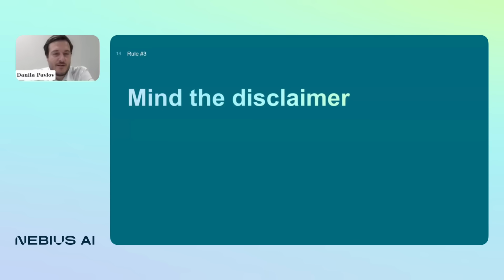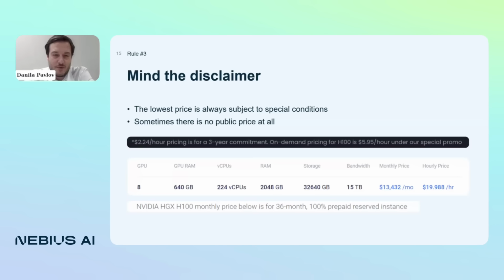And now, as usual in all contracts, there is a rule even here: mind the disclaimer. What I mean here is that usually the lowest prices are always subject to some special conditions. So as you can see on the screen, there is a quite interesting 2.24 price for 1 hour of GPU H100. But after that, you can see that there are different conditions in order to get this price. And the condition is quite severe. It's a 3-year commitment.